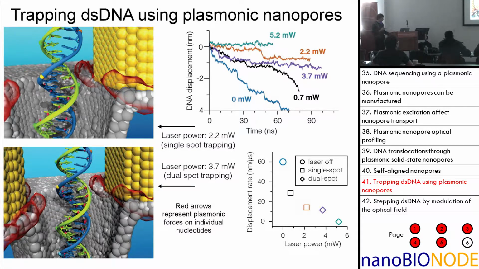So DNA is trapped by two hotspots. Some plots illustrating the effect of plasmonic field on the DNA translocation. So there's no field, it goes like that, and then as we increase the field, eventually it becomes trapped. So that's good. Of course, with the simulations, we're limited in time scale, but we've shown a factor of 100 reduction of DNA translocation velocity.